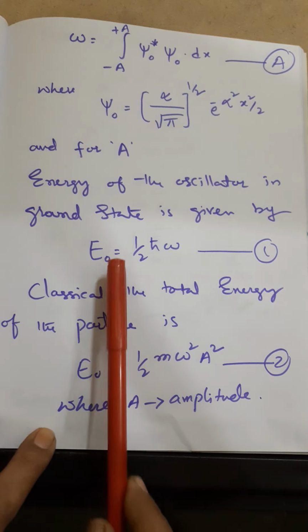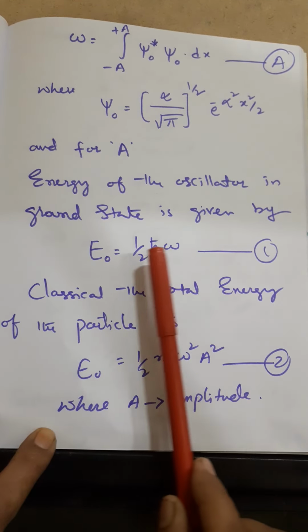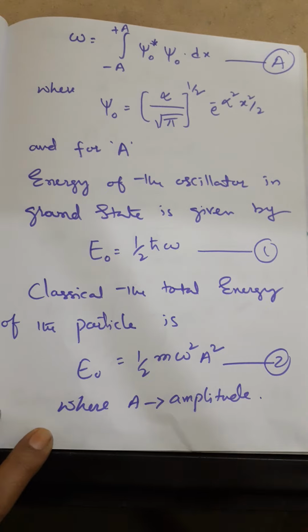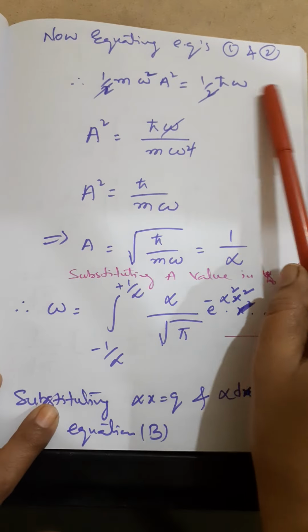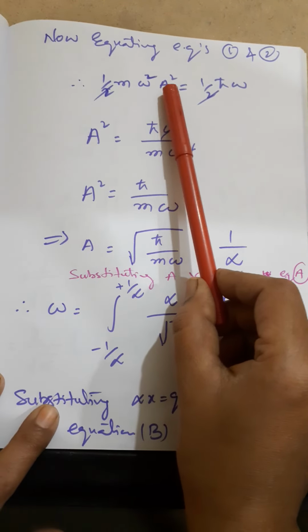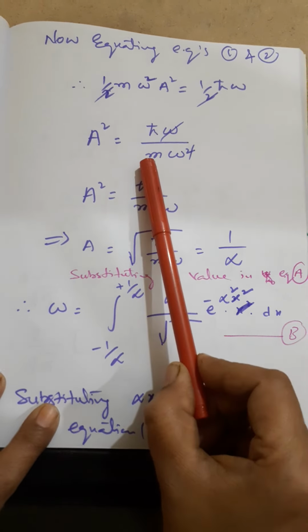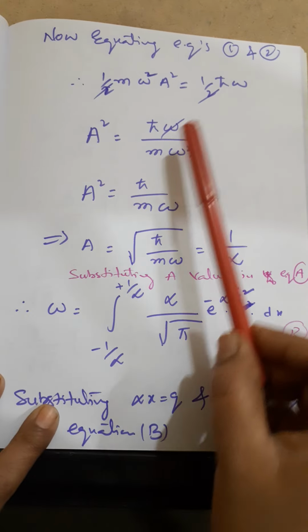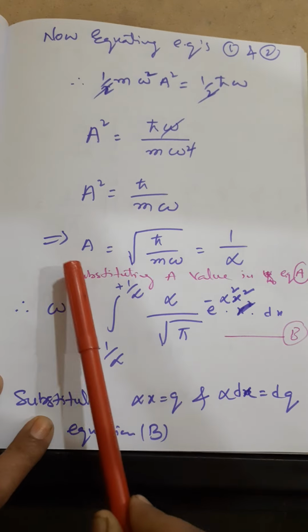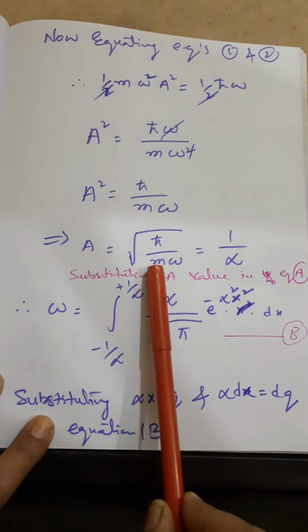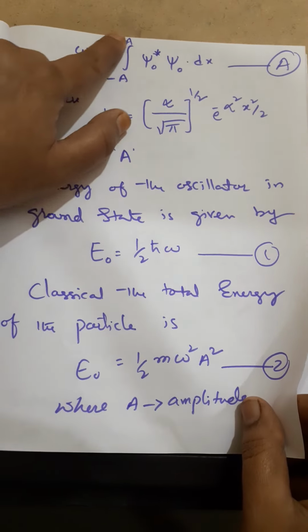Here these two equations are related to energy only, so we are going to equate equation number 1 and equation number 2. When you equate these two equations, we will get 1 by 2 m omega square a square is equal to 1 by 2 h bar omega. So a square will be equal to h bar by m omega, and the 2 gets cancelled, then a is equal to under root of h bar by m omega. So now we got the value for a, the limits minus a to plus a.